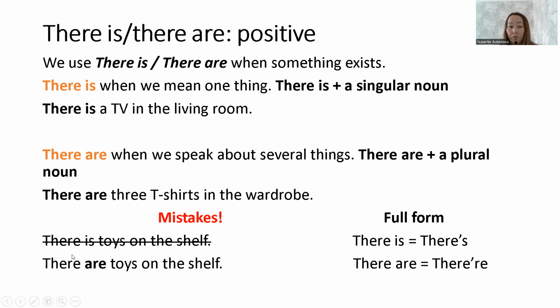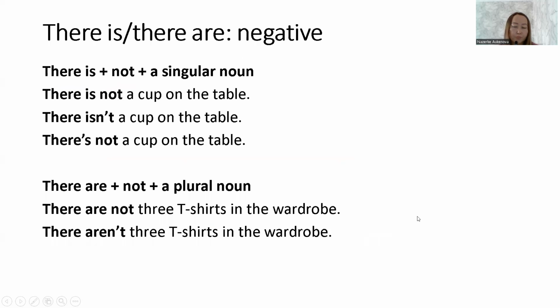There is a mistake. Please don't use a sentence like this: there is toys on the shelf. It's incorrect. We have to say there are toys on the shelf. Maybe there are 3 or 5 toys, I don't know, but it's plural form. So you have to say there are, not there is. So this is the full form that you can use: there is, and the short form there's; there are, and the short form there're. Okay, you have to use an apostrophe.